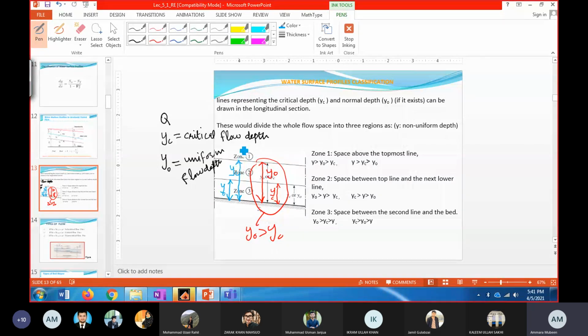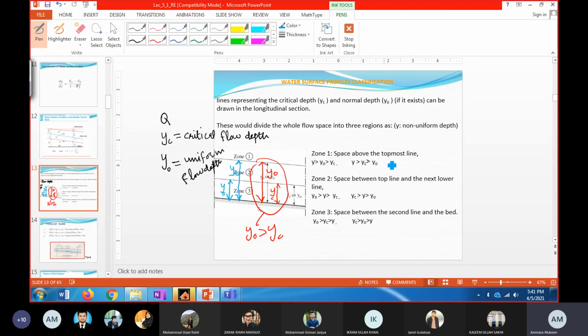Okay, and the zone above this line would be called zone 1. Above the critical depth line will be called zone 1. So depending upon these zone classifications, you will be classifying the water surface profile also. Okay, let's check the text written in this slide.